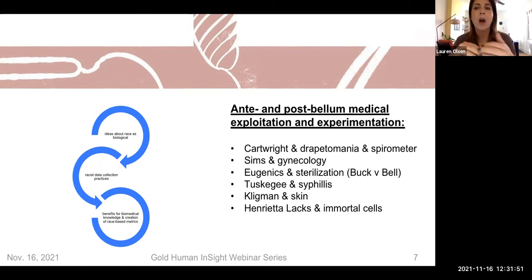white people, which leads to this second development, which was the spirometer to measure lung function. And he thought that white people had better lung function than Black people. And even in updated spirometers today, there still is a race adjustment based on Cartwright's ideas.